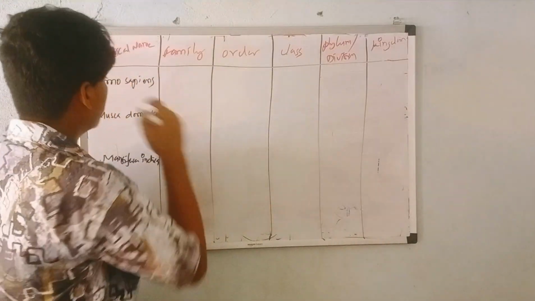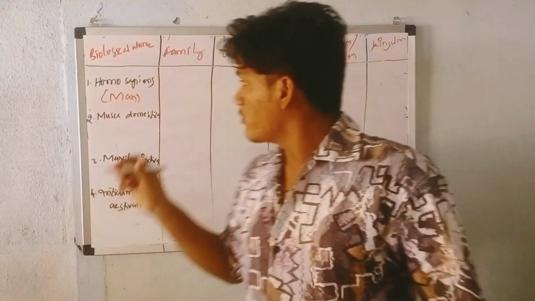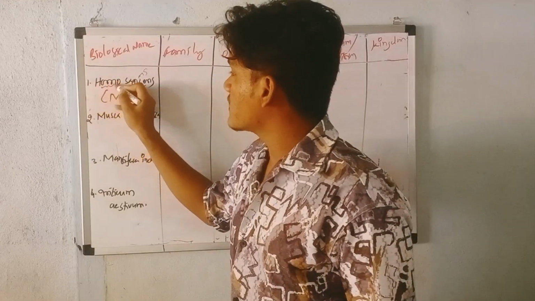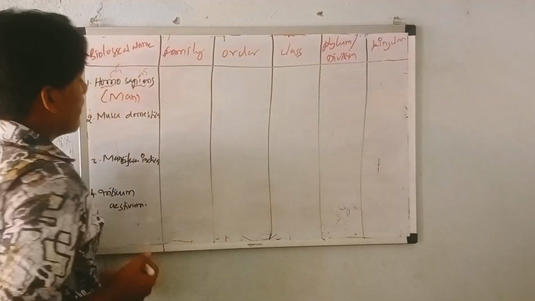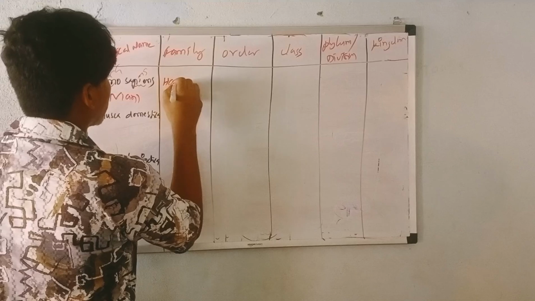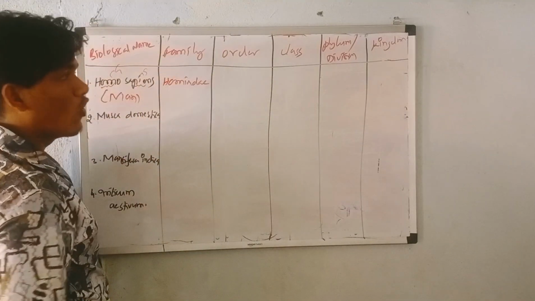Homo sapiens is the scientific name of man, right? In Homo sapiens, sapiens represents the species, while Homo represents the genus. Now if you talk about the family, in the case of Homo sapiens, the family is Hominidae. Hominidae is the family of Homo sapiens.